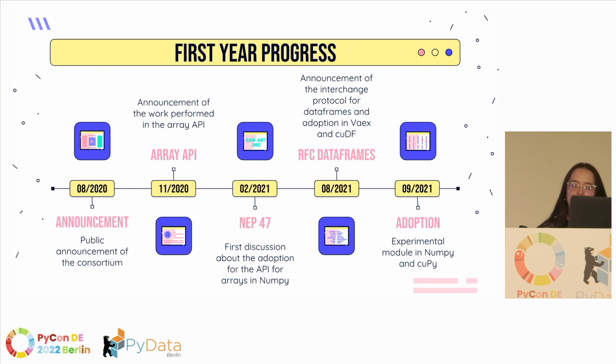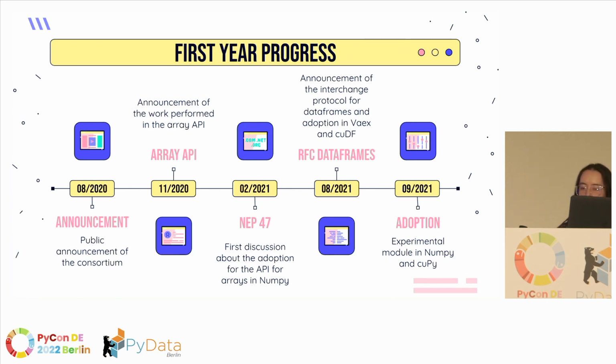So in February of 2021, NEP 47 was published, and it was the first discussion about the adoption of the API in NumPy. And this was really a milestone, and it is super important because a lot of array libraries were trying to match whatever NumPy was doing. So this is really useful because if they follow NumPy and we get NumPy to implement the API, then everyone will follow easily. So that was a huge milestone.